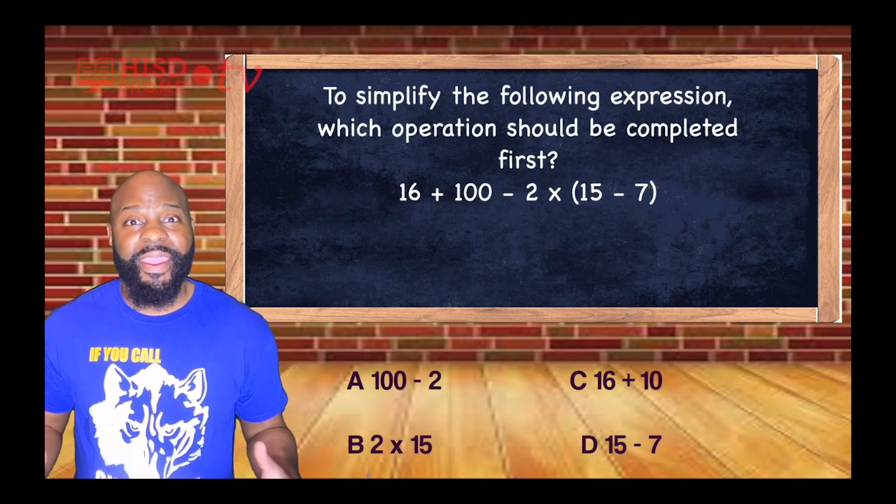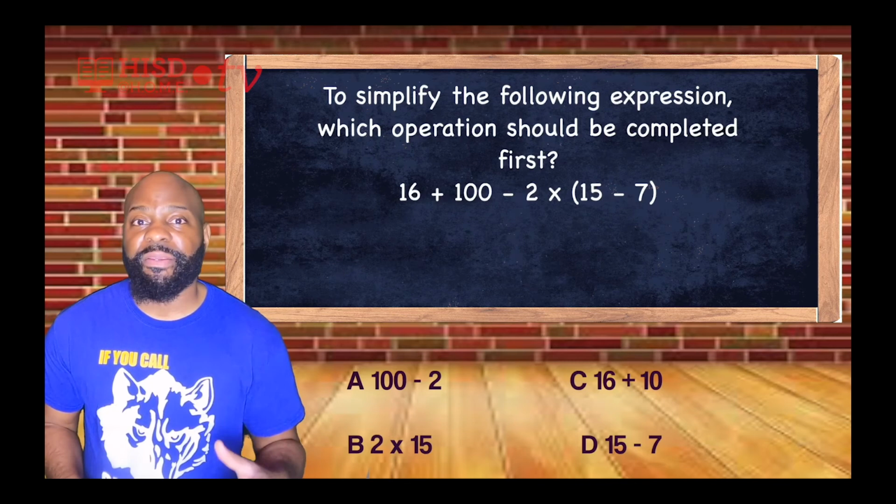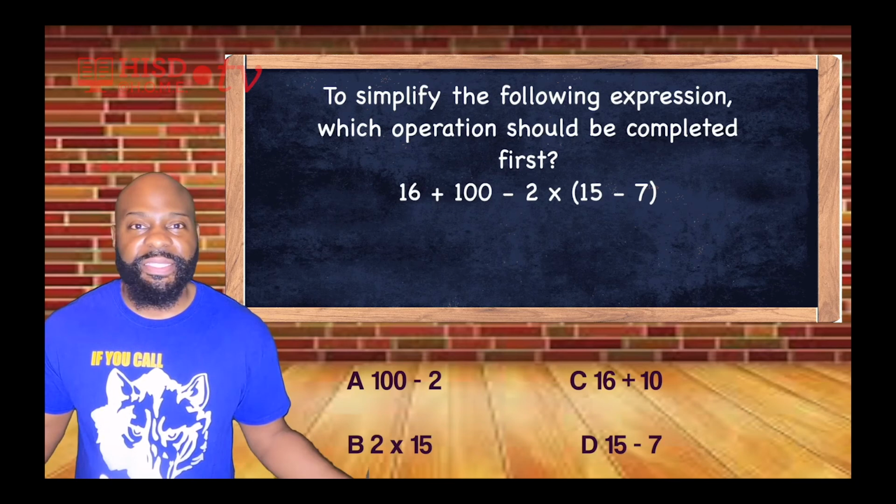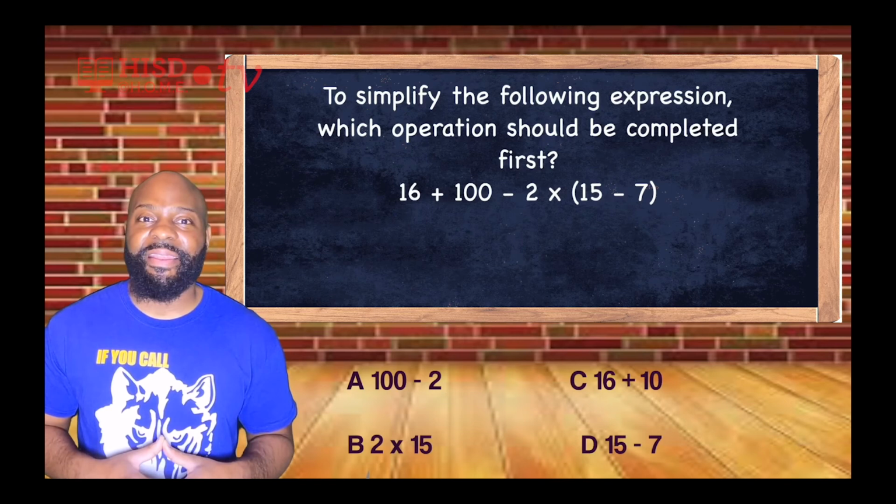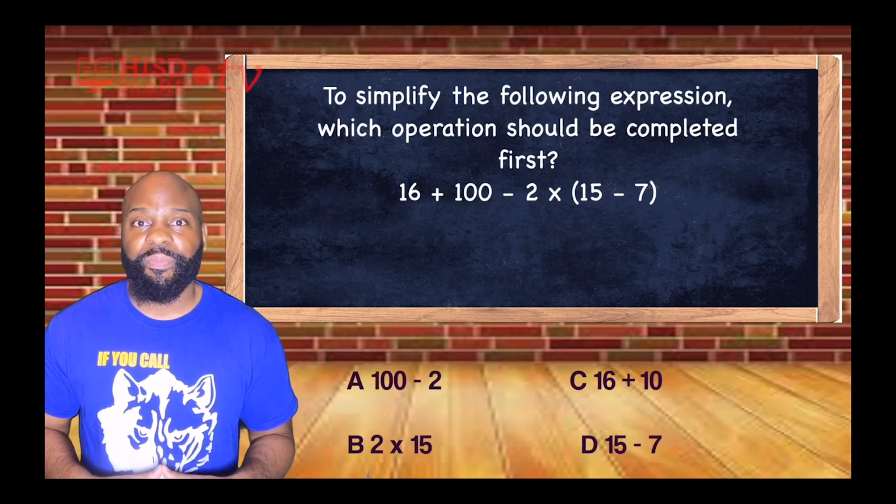All right, time's up. It's time to solve. So we say that the first letter stands for parentheses, and we do have a parentheses. So therefore, it's a no-brainer. 15 minus 7 gives us 8, but they don't want to know the answer. They just want to know what step is first. So it's subtraction. 15 minus 7, D is the correct answer.